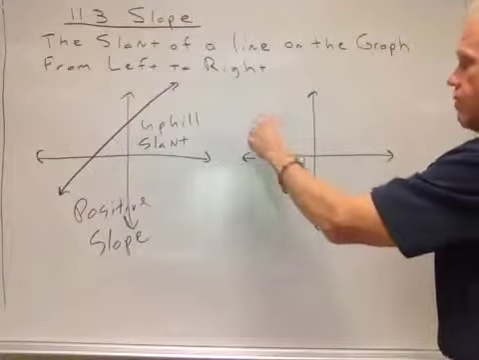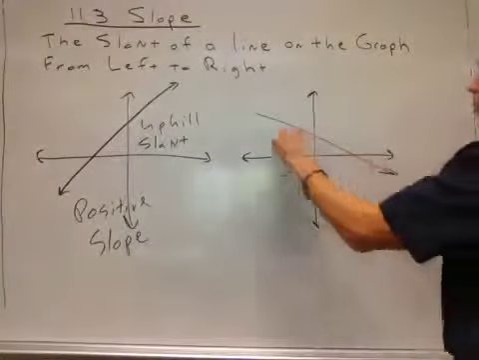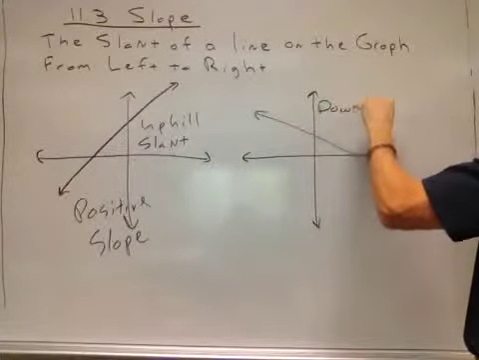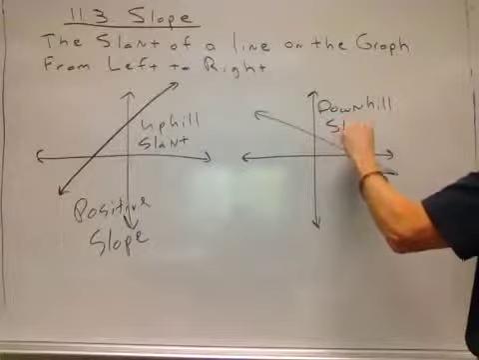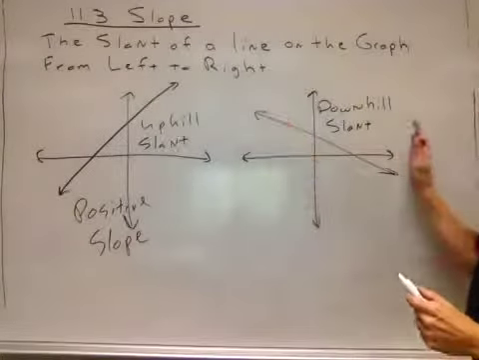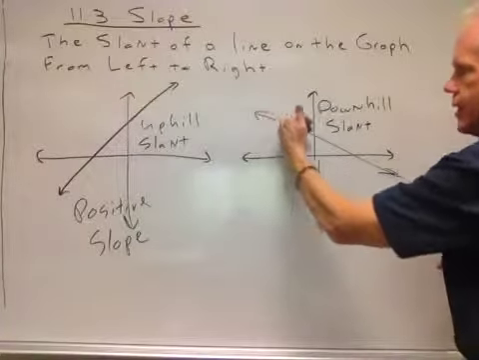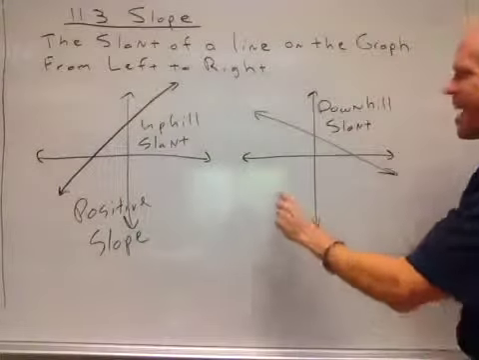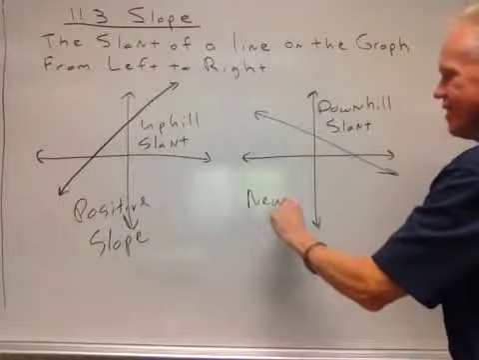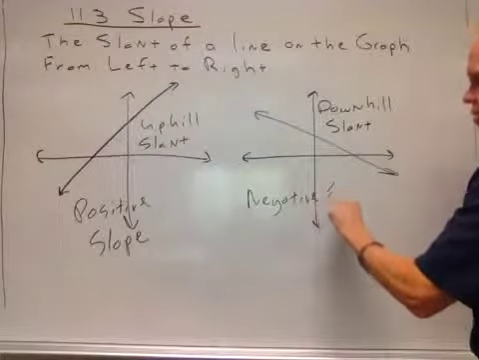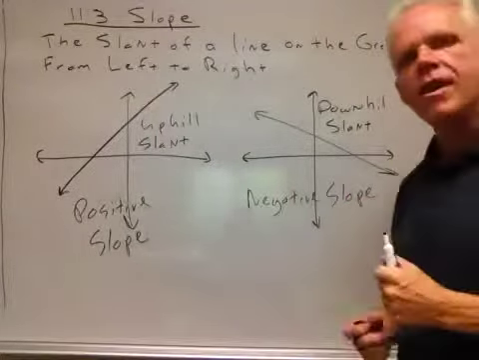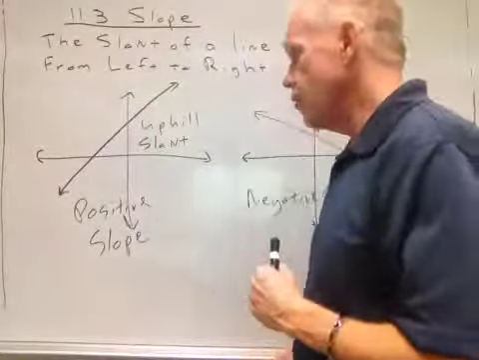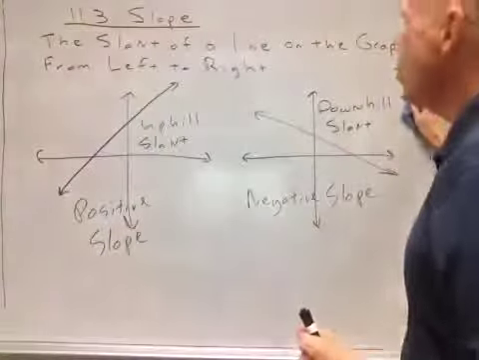Of course, if we have a line that does this action, as we look at it from left to right, this is a downhill slant. As we're looking at this line right here, and we look at it from left to right, it's going downhill from left to right. That would be a negative slope. Alright, so we have a positive slope and a negative slope. There's a couple of other slopes that we'll take a quick look at as well. I want you guys to know about.